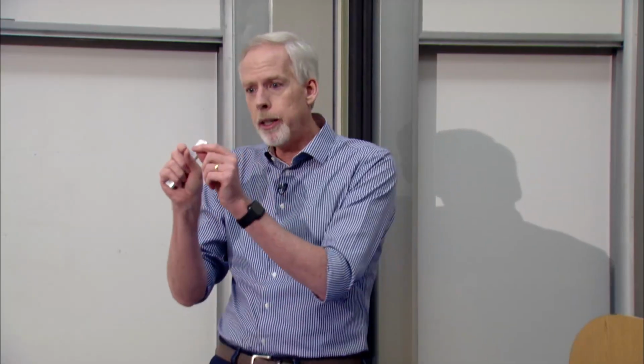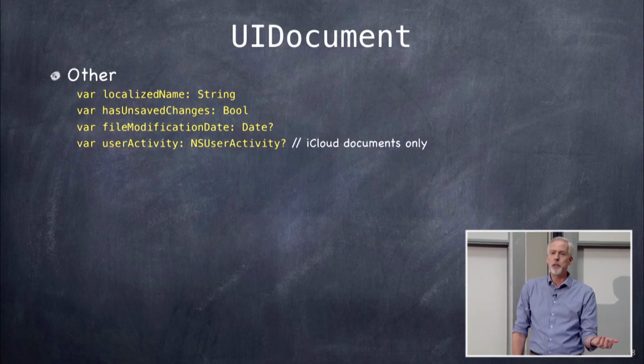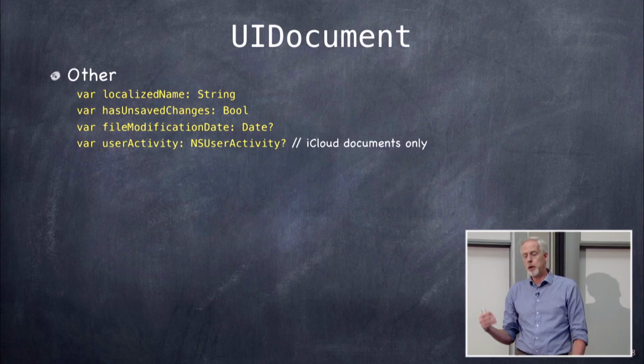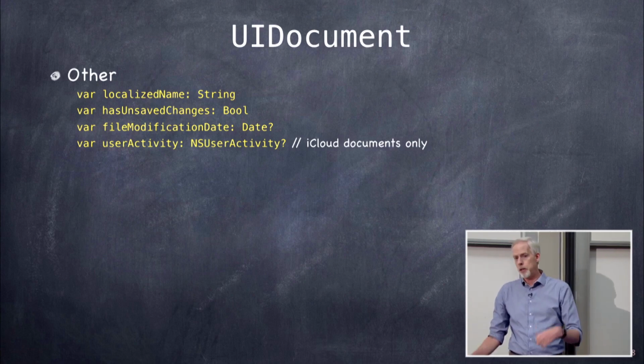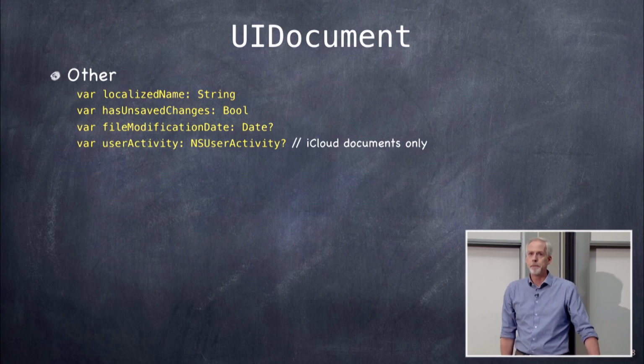Okay, so there's some other things in UIDocument like localizedName. It'll look at the URL and get the name at the end of the URL, things like that. You can find out if you have any unsaved changes currently. You can get the date the file was last saved. You can even do user activity, which is this thing where you start working on something on one device and then you go continue on another, and you'll be exactly where you were before.